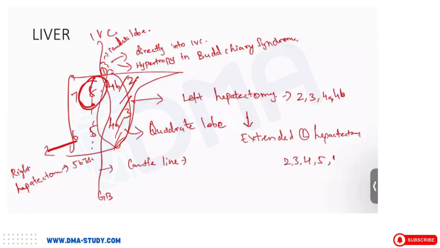8. Most people make this mistake. They write 2 to 6. But what is the extended left hepatectomy segments removal? 2 to 5 along with the 8. And similarly, what about this one?